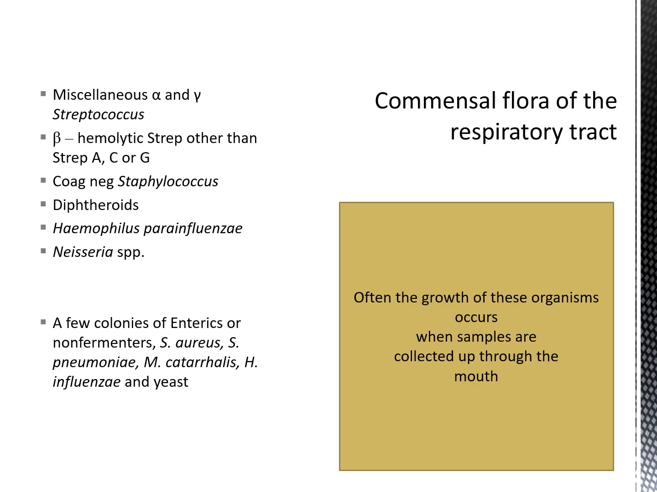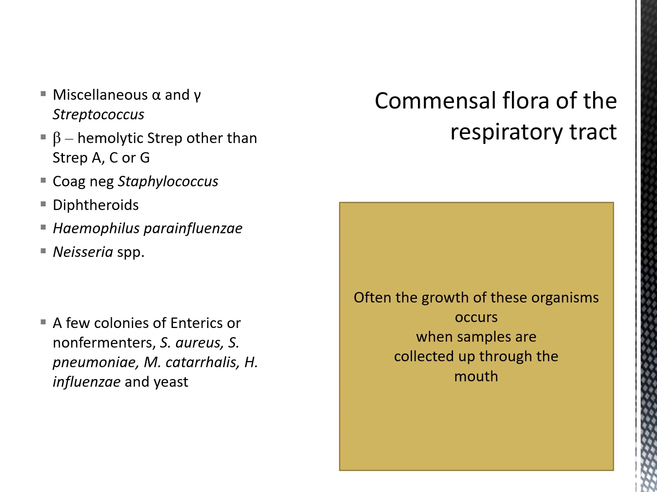There's a lot of commensal flora or normal flora of the respiratory tract, and a lot of that comes from the upper respiratory tract. Some of the normal flora can be things like alpha and gamma strep. Usually I'm not talking about strep pneumo or enterococcus. I'm just talking about your run-of-the-mill alpha and gamma streps. Beta hemolytic streps can be totally normal as long as they're not strep A, C, or G. Coag-negative staphylococcus, diphtheroids, which are gram-positive rods, Haemophilus parainfluenzae, and certain Neisseria species. These can all be completely normal upper respiratory flora.